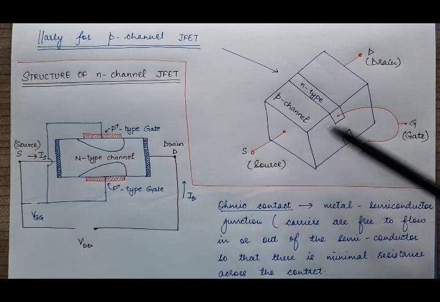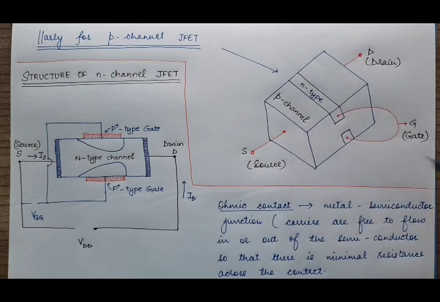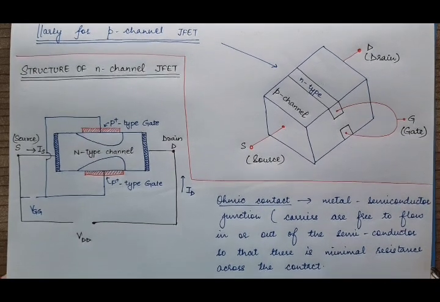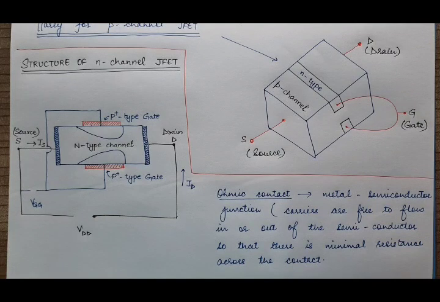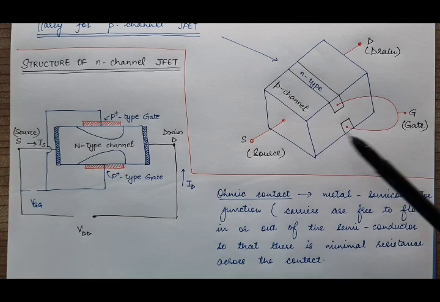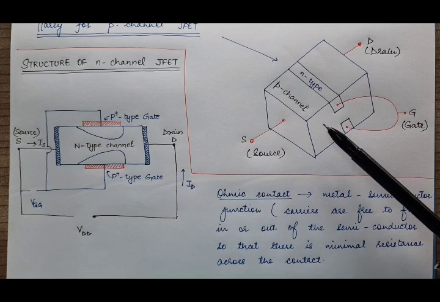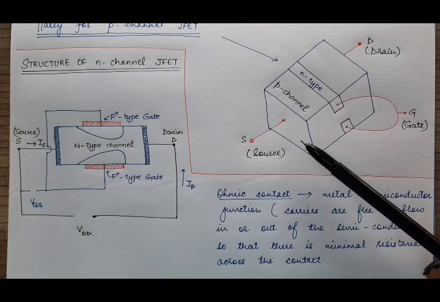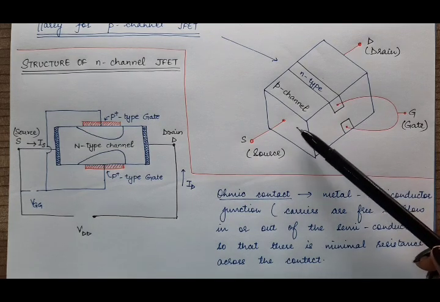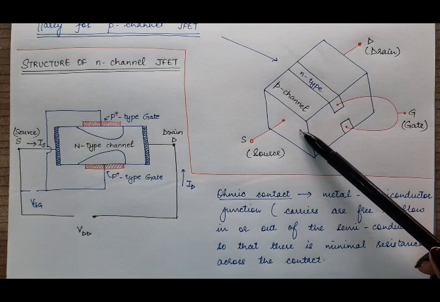And what is this ohmic contact at both ends? These ohmic contacts are electrical contacts, or metal semiconductor junctions, where the carriers are free to flow into the semiconductor and out of the semiconductor, and there is minimum resistance across the metal semiconductor contact.